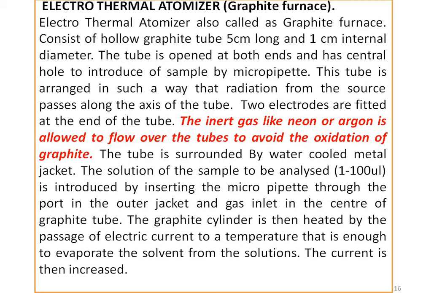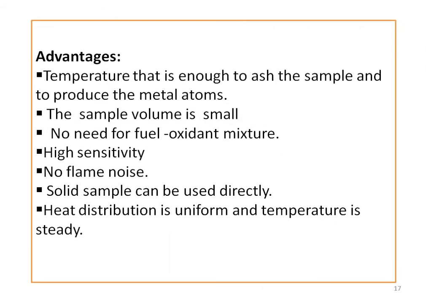The graphite cylinder is then heated by the passage of electric current to a temperature that is enough to evaporate the solvent from the solution. The current is then increased. It will give a temperature which is enough to ash the sample and to produce the metal atoms.